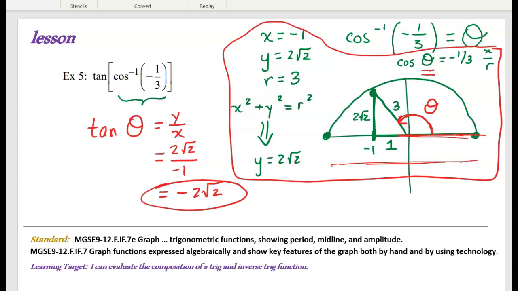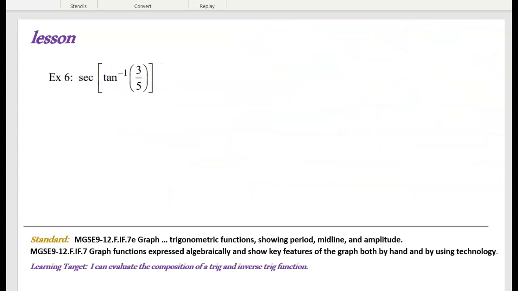All right, let's do one more example. Bring it home. Here it is. Find secant, which we haven't seen yet, but that's all right. Secant of tangent inverse of 3/5. So, tangent inverse of 3/5. I have no idea what that is. Now, if that had been tangent inverse of √3, that's a unit circle problem. That's a completely different process, but I don't know what tangent inverse of 3/5 is. Now, I'm thinking tangent of what angle gives me 3/5.